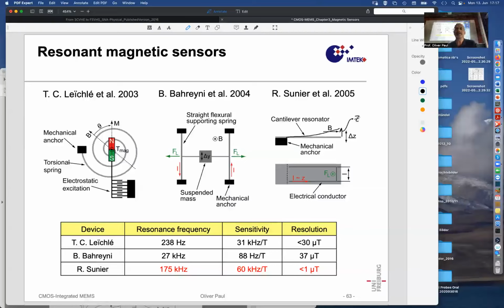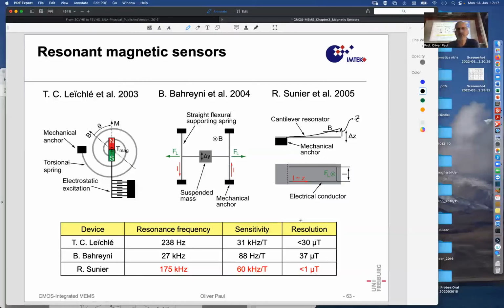By Z, okay? And Robert Sunier lets his cantilever resonate at 175 kilohertz. That's given by the dimension and the stiffness of the material, silicon oxides and nitrides, the various layers of the CMOS, the dielectric layers of the CMOS process. And the sensitivity, he claims, is 60 kilohertz per Tesla, and the resolution he enables with his device is smaller than 1 microtesla, which is quite remarkable.